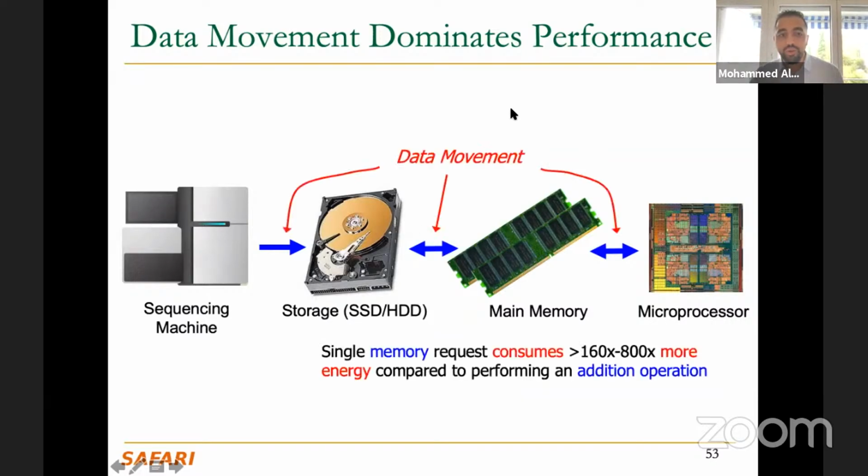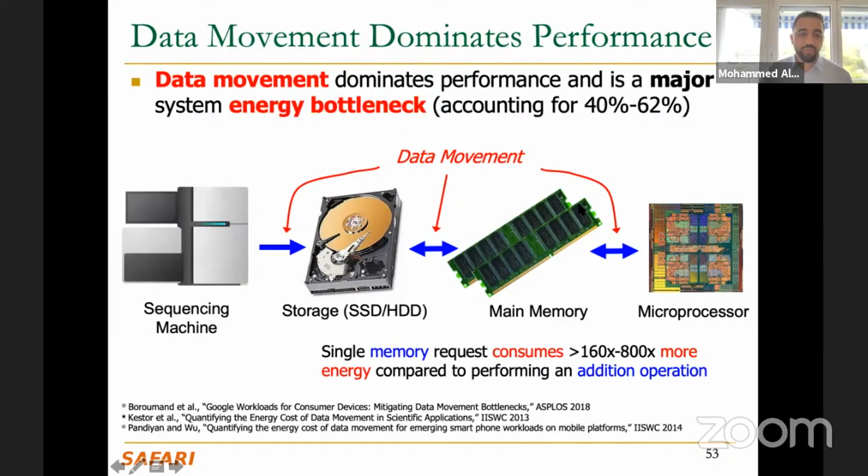performance. So as you know, data movement from the sequencing machine to the storage, to the main memory, to the CPU, is very expensive. A single memory request, just requesting some data from the main memory, consumes at least 160x more energy compared to performing an addition operation at the CPU side. So you can think about moving a huge amount of reads from the sequencing machine to the CPU to do the analysis. That data movement dominates performance and is always a major system energy bottleneck, accounting for at least 40% of the total system energy.